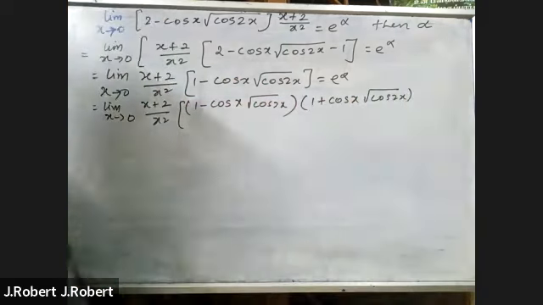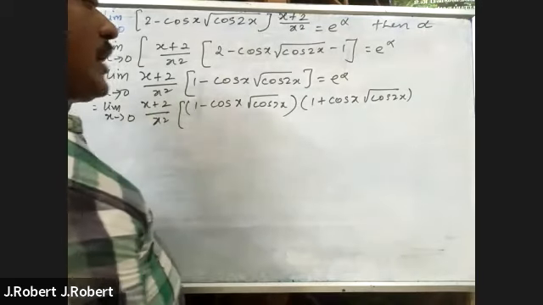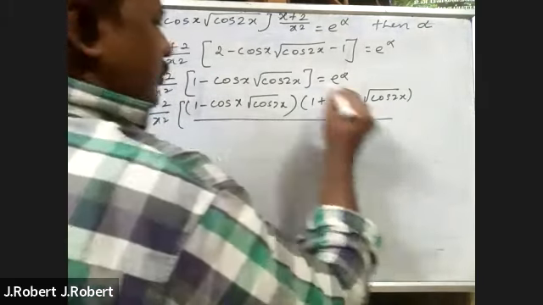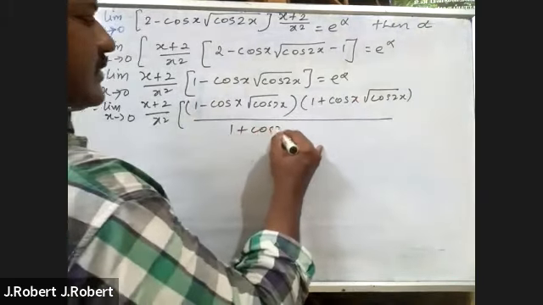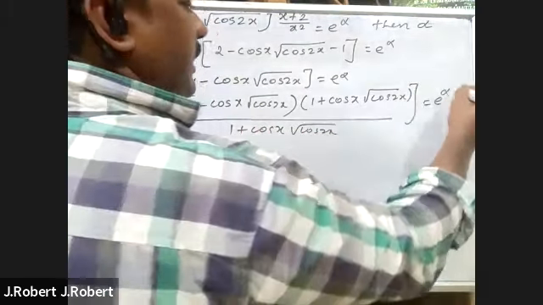Both multiplied by 1 plus cos x into root of cos 2x. It is in numerator. It is in numerator. 1 minus cos x root of cos 2x, 1 plus cos x into root of cos 2x, divided by 1 plus cos x into root of cos 2x, which is equal to e power alpha.